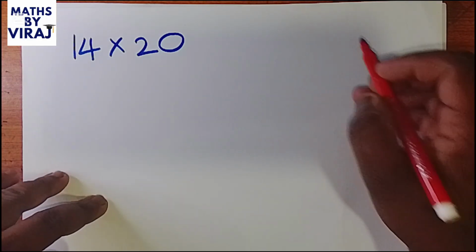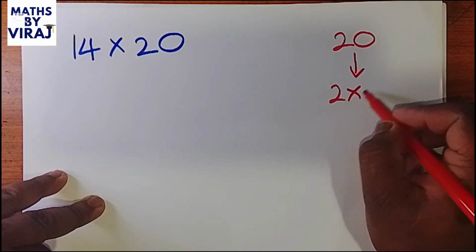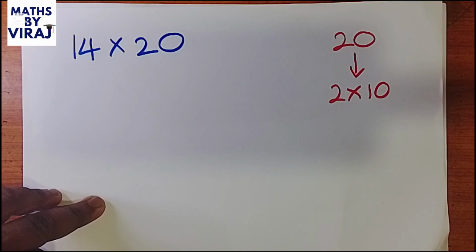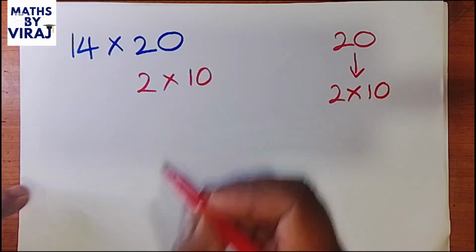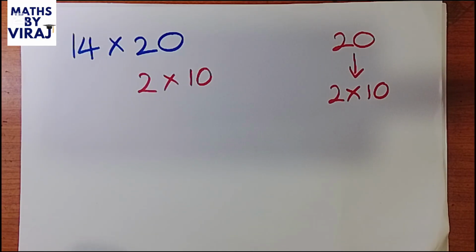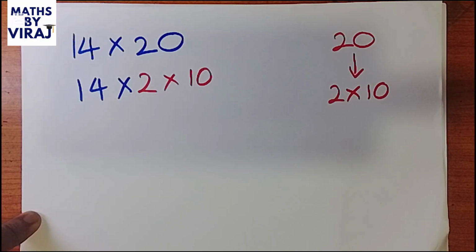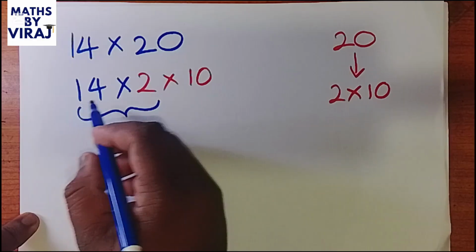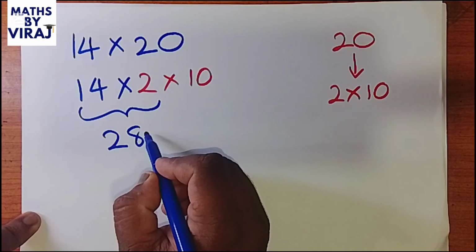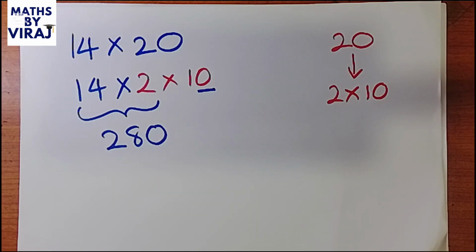Children, you all should know that 20 is a product of 2 multiplied by 10. Therefore, I can rewrite this as 2 into 10. 14, of course, I can write as it is. Now, what do we have, children? 14 multiplied by 2. It's an easy multiplication. 14 times 2 is 28, and the 0, we just add it at the end. Right.